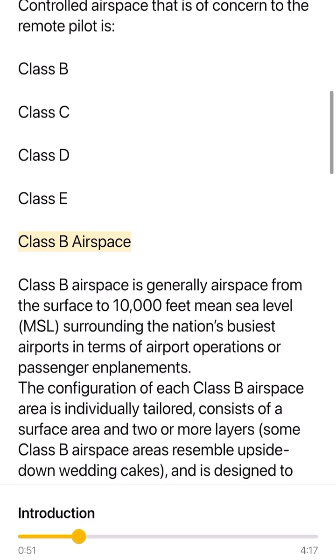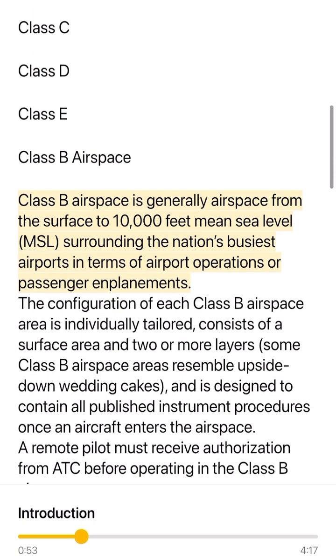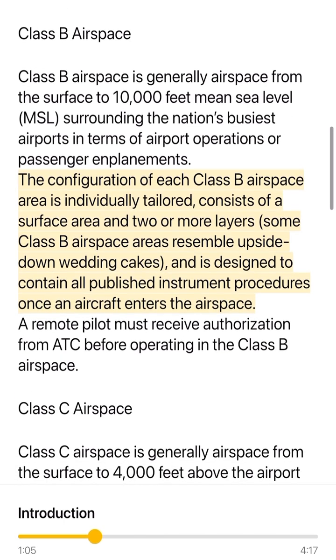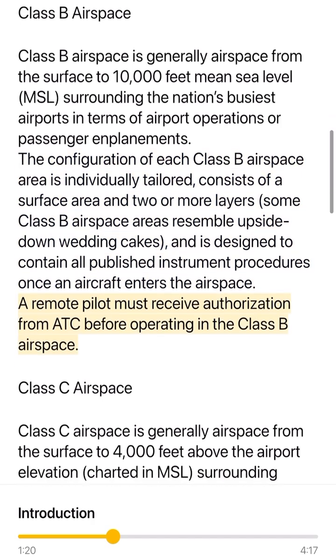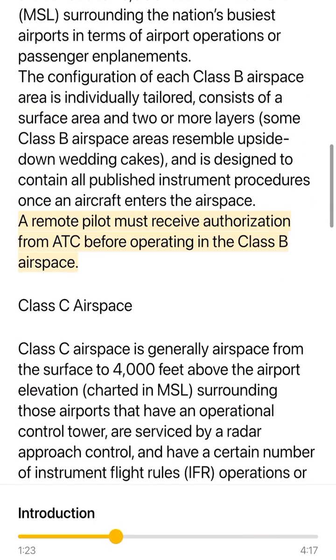Class B airspace. Class B airspace is generally airspace from the surface to 10,000 feet mean sea level surrounding the nation's busiest airports in terms of airport operations or passenger enplanements. The configuration of each Class B airspace area is individually tailored, consists of a surface area and two or more layers. Some Class B airspace areas resemble upside-down wedding cakes, and is designed to contain all published instrument procedures once an aircraft enters the airspace. A remote pilot must receive authorization from ATC before operating in the Class B airspace.